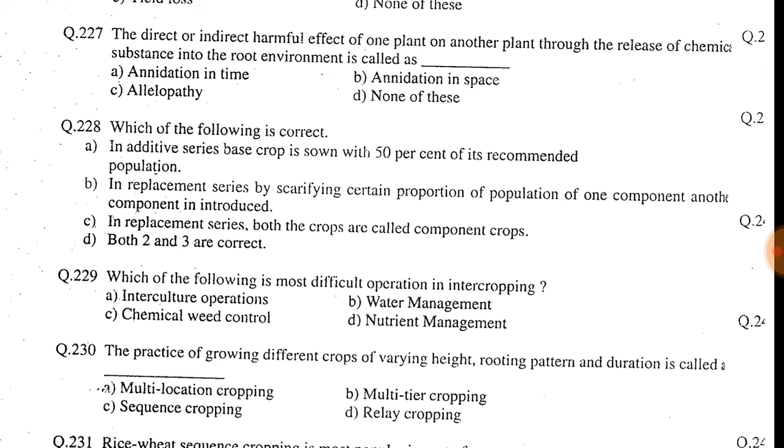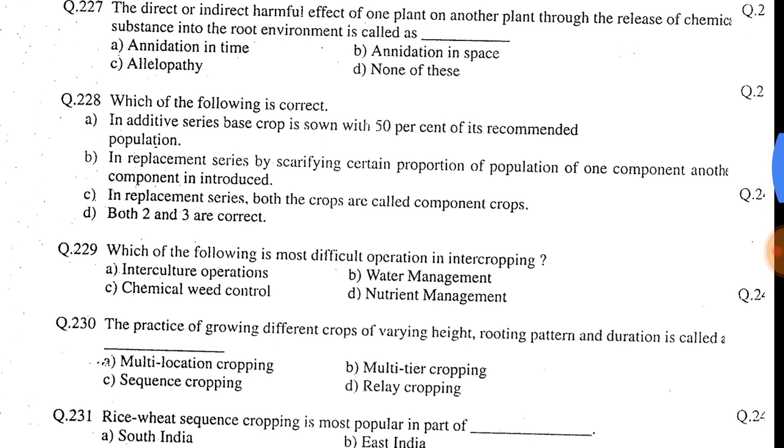230. The practice of growing different crops of varying height, rooting pattern and duration is called multi-tier cropping.